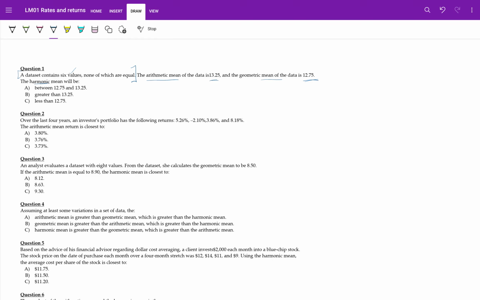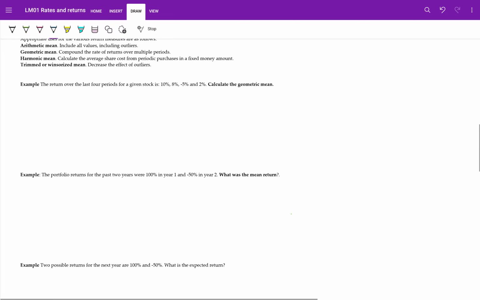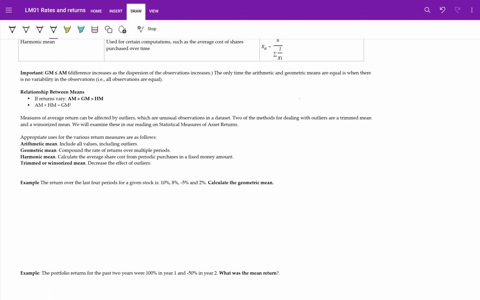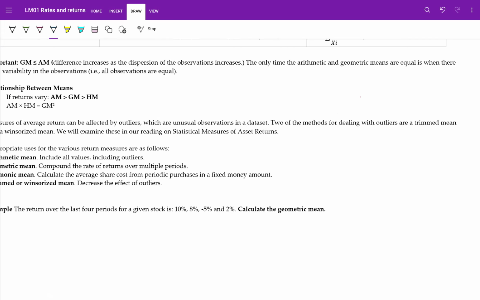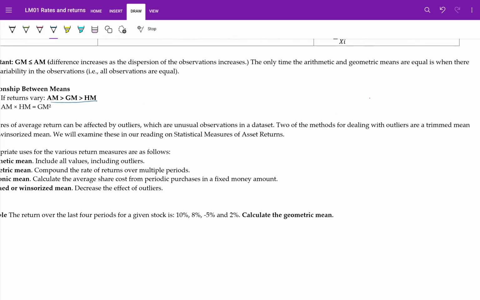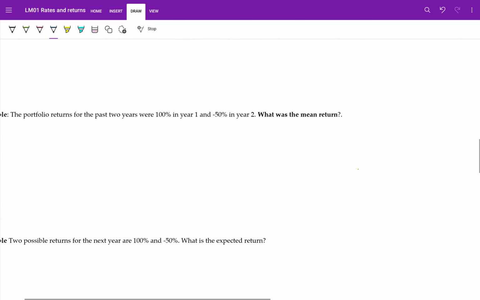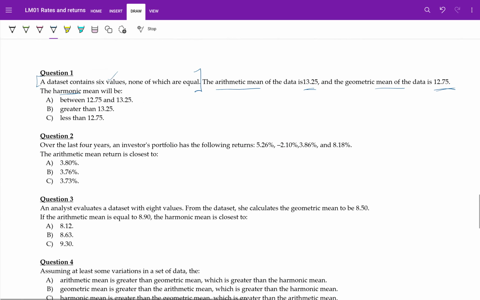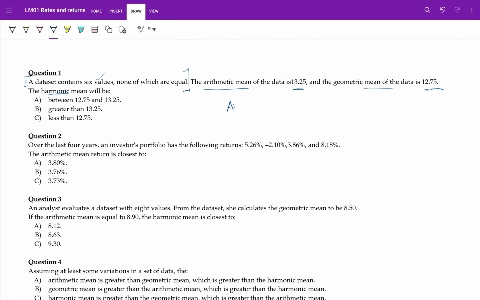12.75. So we know, as per our equation, that arithmetic mean is greater than geometric mean, and geometric mean is greater than harmonic mean. So if we apply this here, the arithmetic mean is going to be greater than the geometric mean, and the geometric mean is going to be greater than the harmonic mean. So our question is, what will be the harmonic mean?